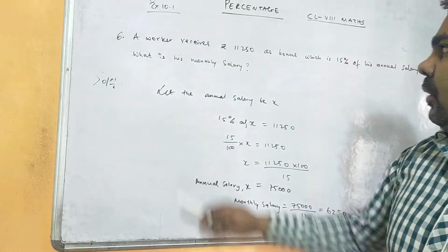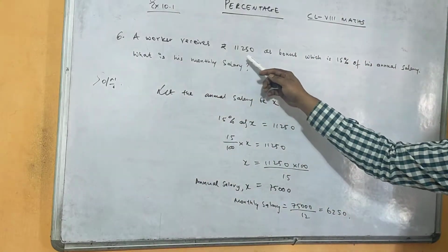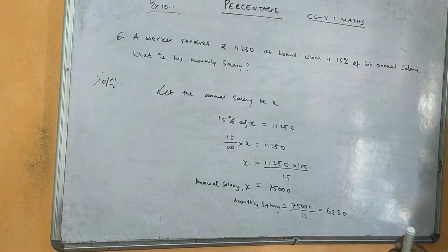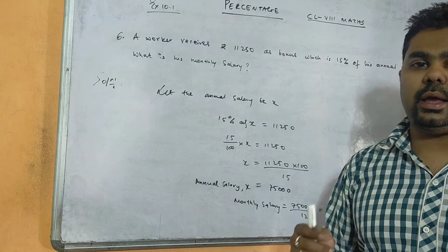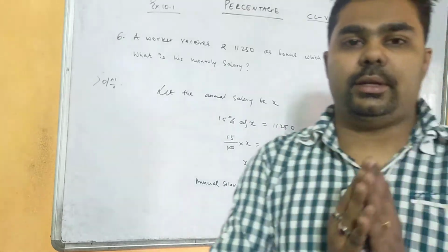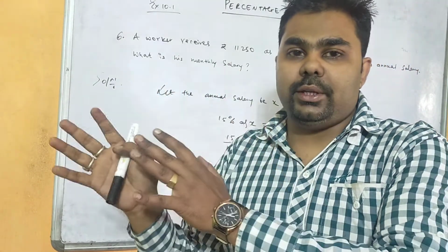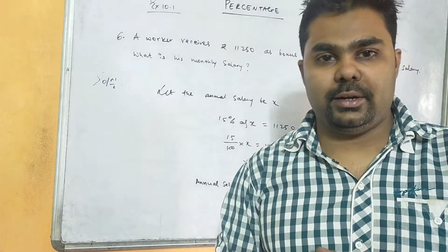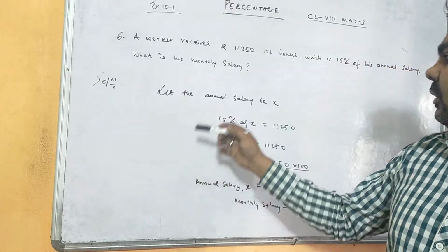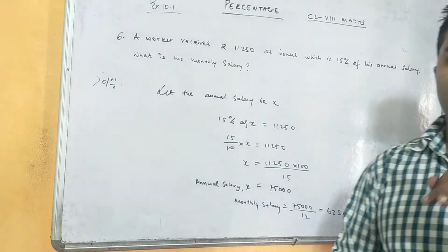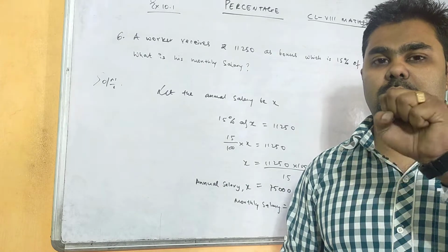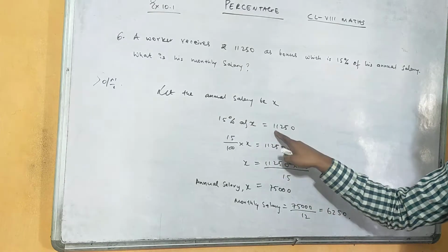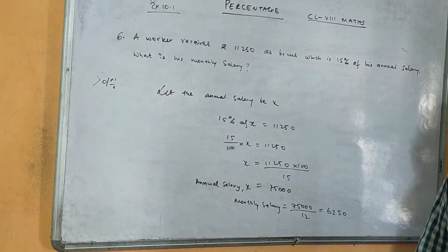So question number 6: a worker receives 11,250 as a bonus, which is 15% of his annual salary. So this is the bonus, and 15% of his one year salary is this bonus. We have to calculate his monthly salary. So let us consider the annual salary to be x. In one year, let the salary of that person be x. So 15% of that one year salary is this bonus, as per the question.